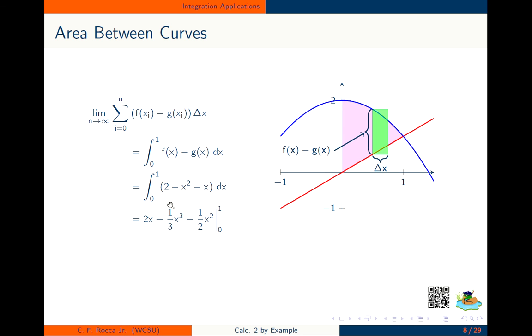This evaluates to, using our antiderivative rules, 2x minus 1/3 x cubed minus 1/2 x squared. We evaluate between 0 and 1. We plug in 1 and plug in 0, and we subtract what we get when we plug in the lower limit of integration from what we get when we plug in the upper limit of integration. And that leaves us with an exact answer of 7/6. So the first two lines here are the general idea of how you should approach these problems, and the rest of it is just this specific case.